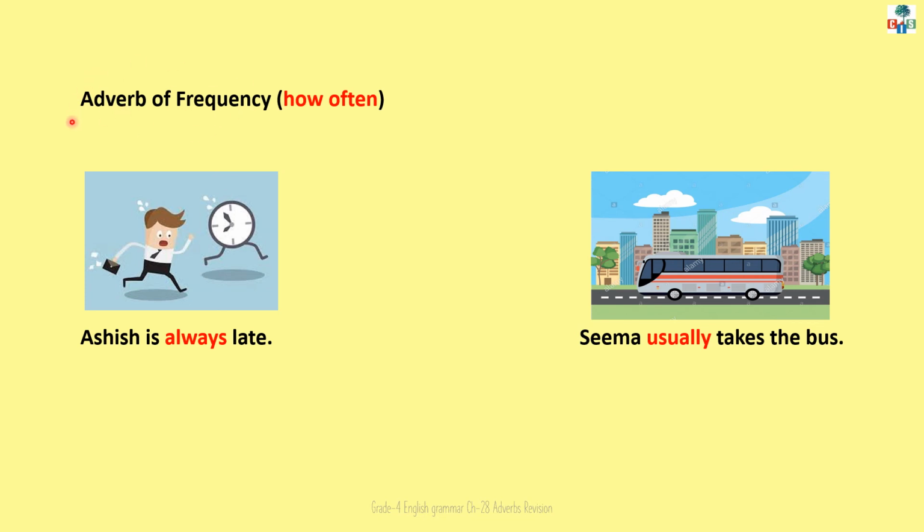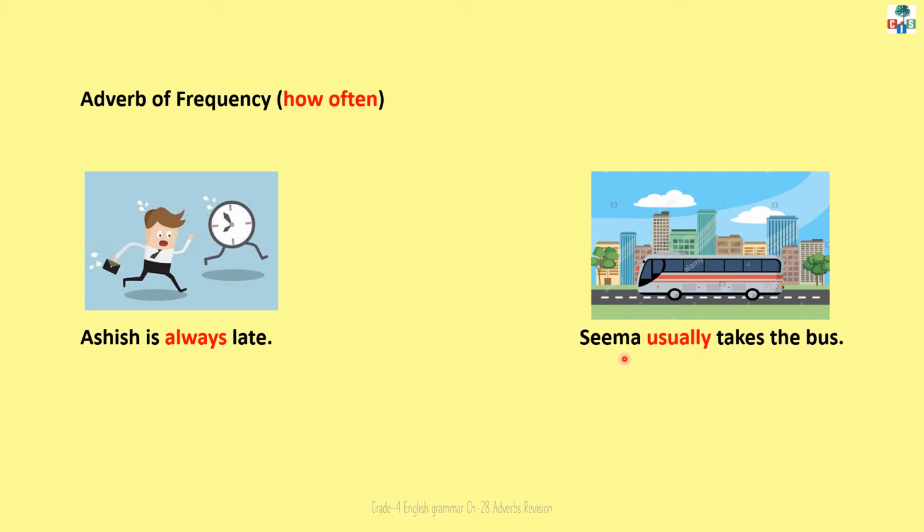Adverb of frequency. An adverb of frequency tells us how often or how frequently an action is done. For example, Ashish is always late. Now ask the question with how often. How often is Ashish late? Ashish is always late. We get the answer always. So always is an adverb of frequency in this sentence.